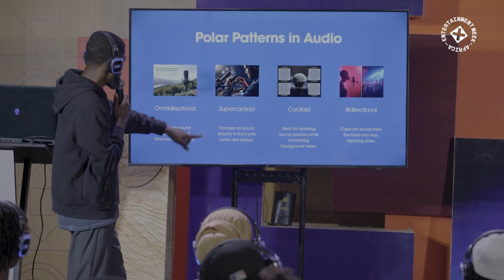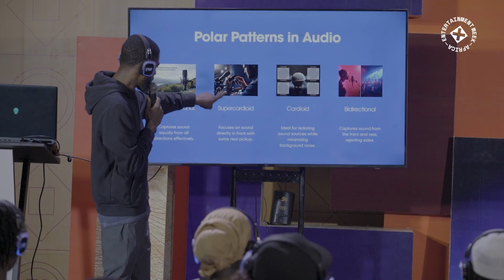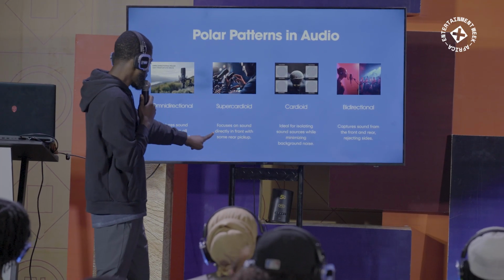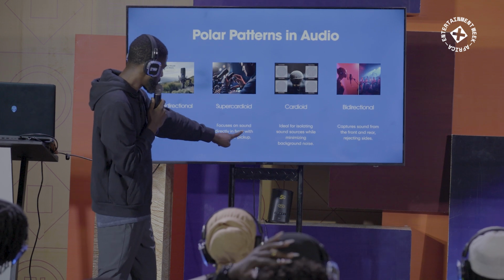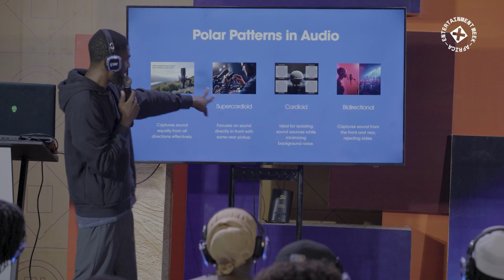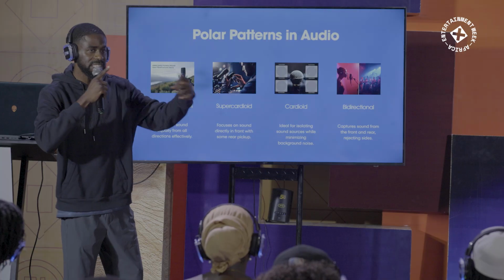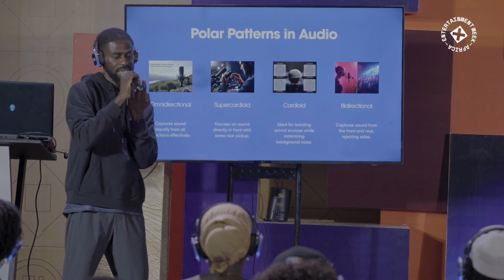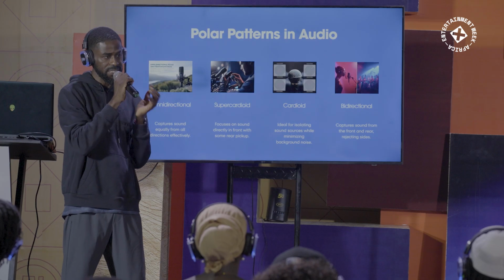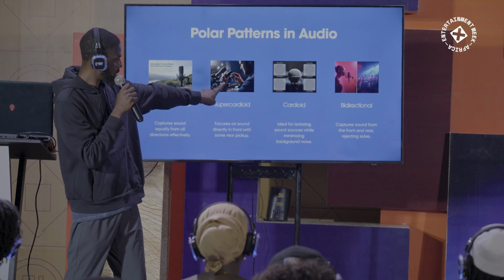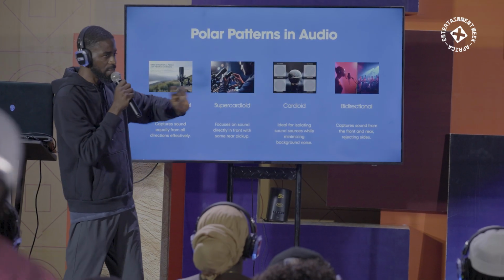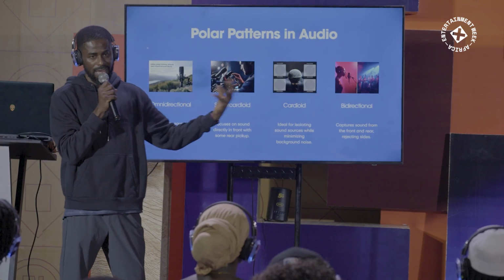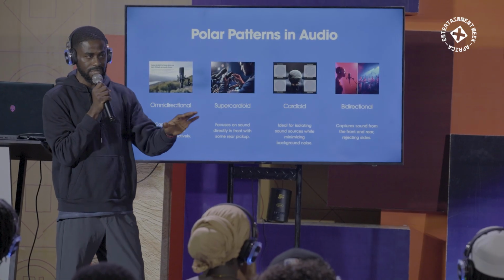Your supercardioid microphone focuses on sound directly in front, with some rear pickup. So this is more like a 180 degrees. It captures the sound here, and the sound just on the side. Basically, that's what this does. So this you're going to tailor to an individual. You're not going to use this mic for a choir. All right. Is that clear?